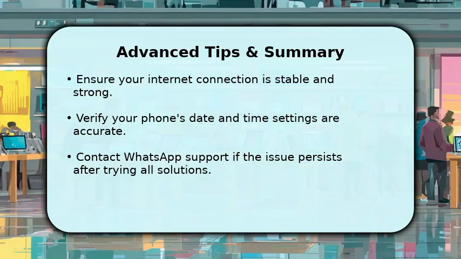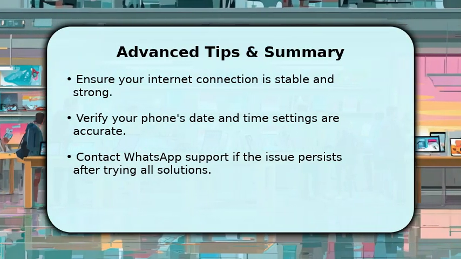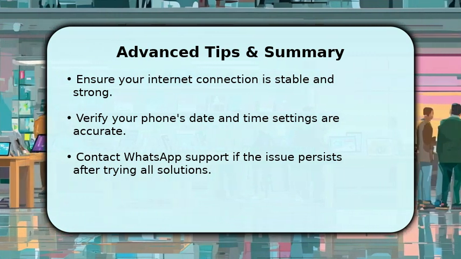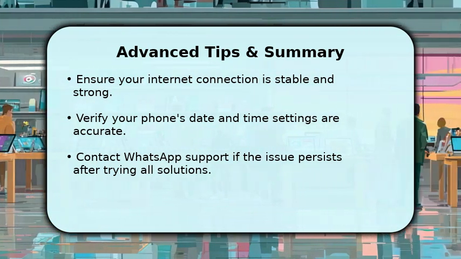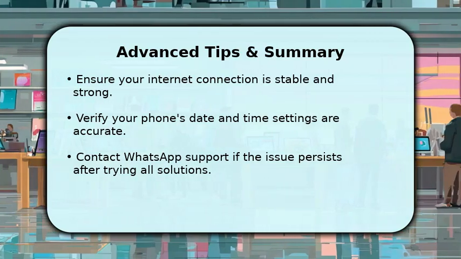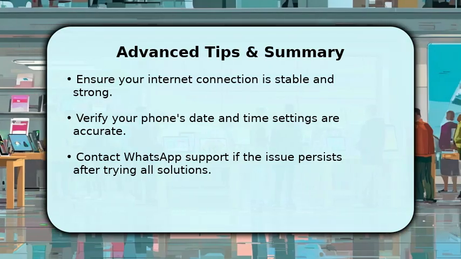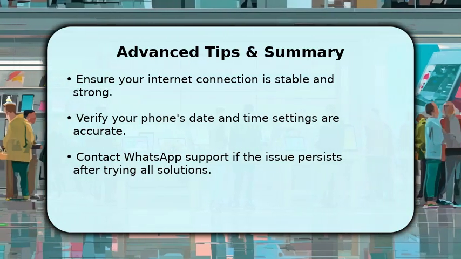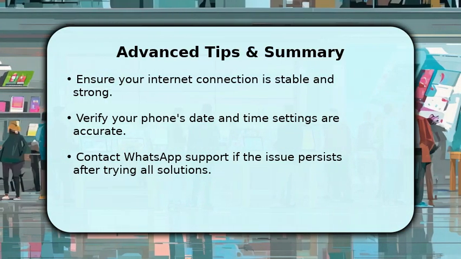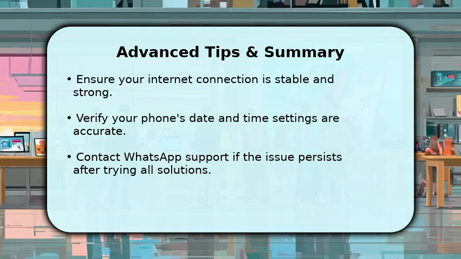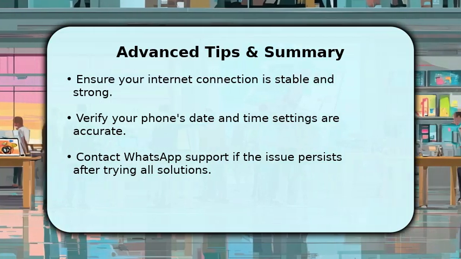Before concluding, ensure your internet connection is stable and strong, as a weak signal can prevent status updates from loading correctly. Also, double-check that your phone's date and time settings are accurate and set to automatic. Incorrect settings can sometimes interfere with app functionality. If you've tried all these solutions and people still can't see your WhatsApp status, it's best to reach out directly to WhatsApp support for more personalized assistance.